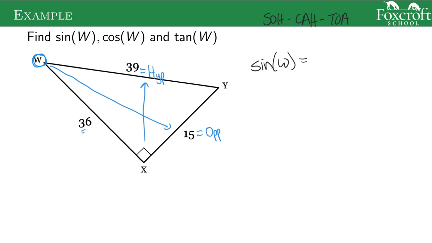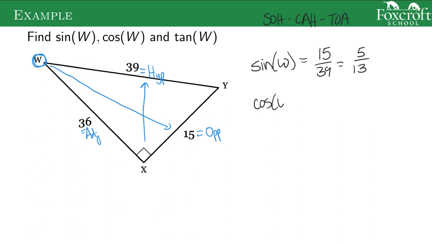And the remaining one is the adjacent side. All right, so sine is, opposite goes on top, hypotenuse goes on bottom. And a lot of times we can simplify these. These are both divisible by 3. It's going to be 5 over 13. All right, so that's the sine of W.